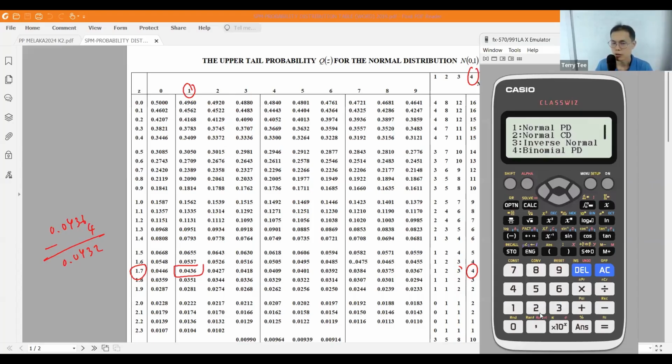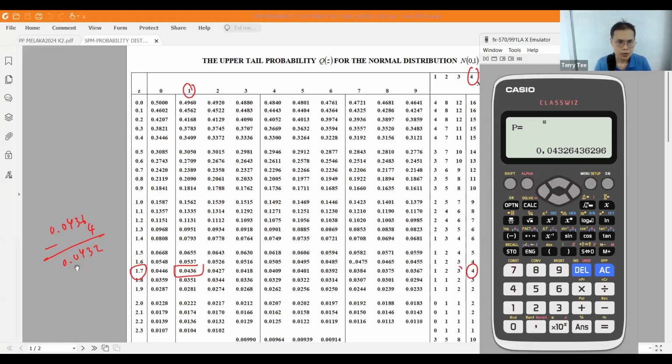Menu 7, 2, lower is 1.714, upper is 999. You should get 0.04326. Okay, notice it's a slight difference in answer. So which one is a better answer? Actually, by right, the calculator is more accurate, but most of the time the marking scheme is based on the mathematical table because not everyone has this calculator. Even the older calculator can calculate, but we don't use this function. We use the PQR function. Sorry, I don't have the emulator to show you here, but if you already know how to use that calculator, you can go ahead.